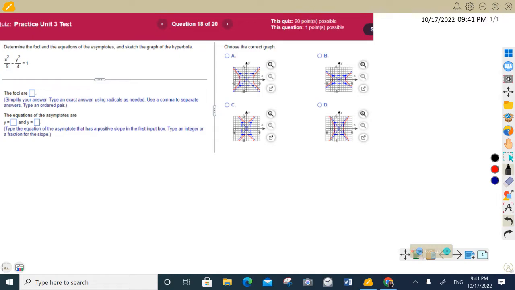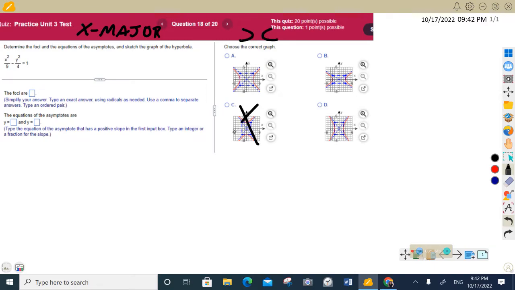All right, number 18. Determine the foci and the equations of the asymptotes, and sketch the graph of the hyperbola. Now, first I noticed that x squared is the positive one, so x is the major axis. So this should be opening in the x direction. All right, x direction meaning this way and that way.